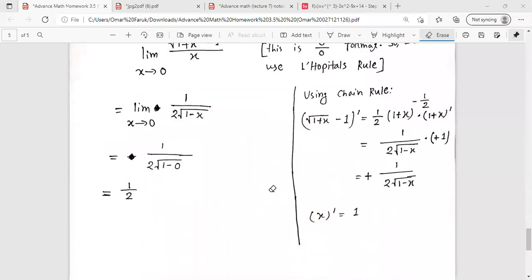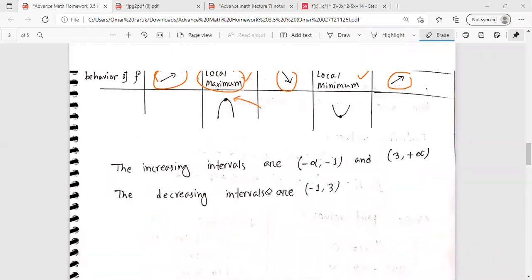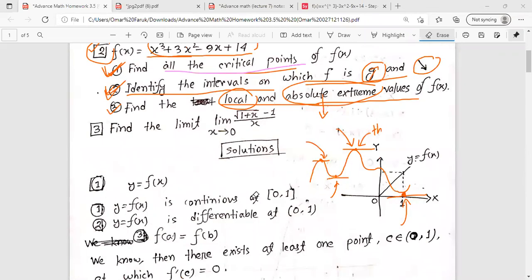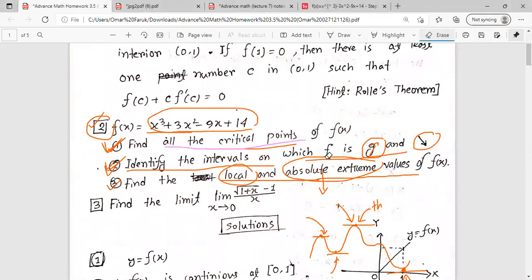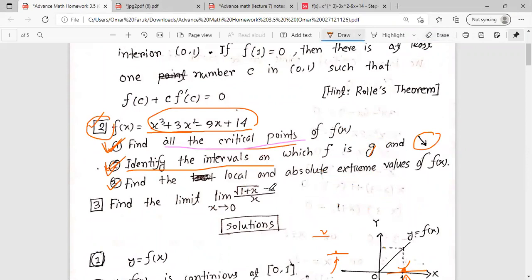Yeah, it's okay. So in number 3, we have to find the limit. This limit is special, okay? We have to find the limit as x tends to 0 of (root over 1 plus x minus 1) by x. If you just plug in 0 here, it will make some number divided by 0. Our denominator cannot be 0, okay? That's why this is undefined.